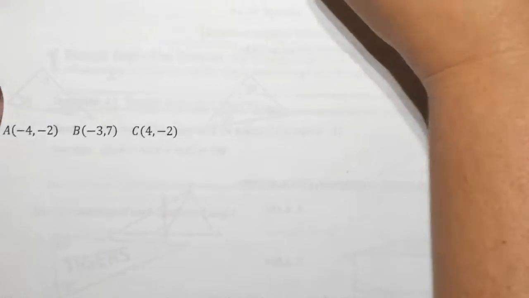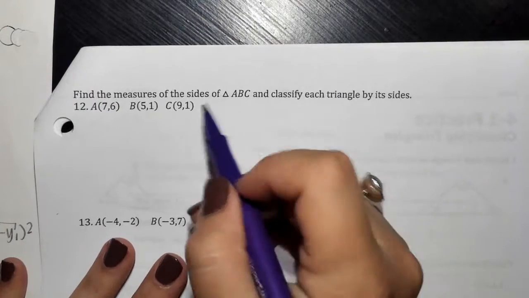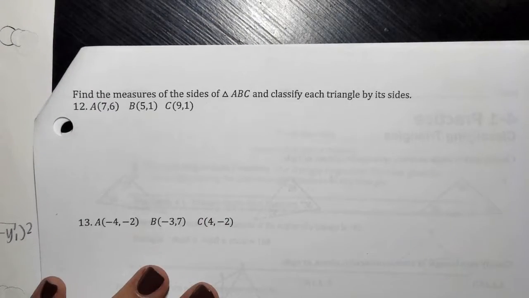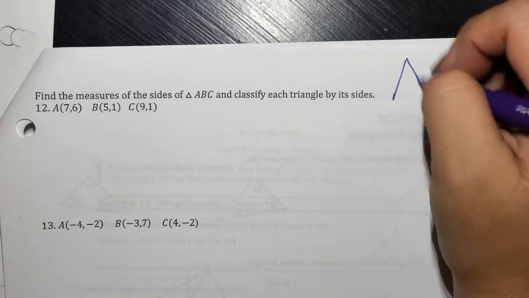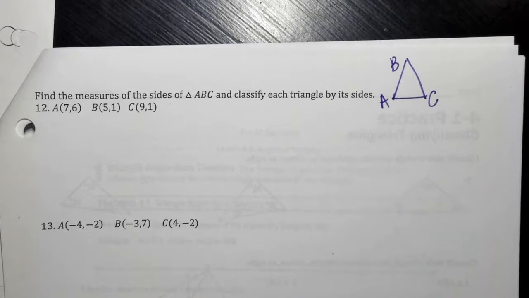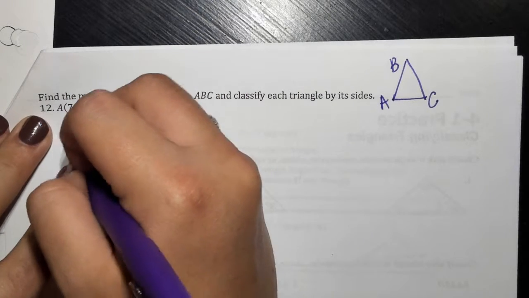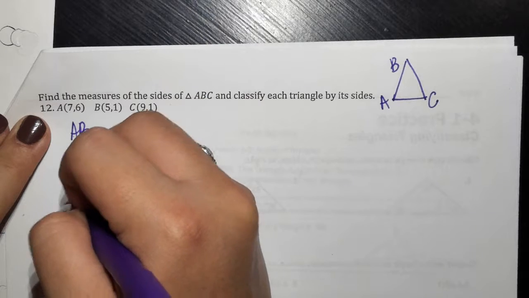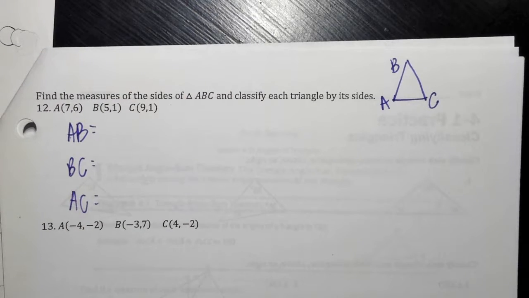So now we're given 3 points, and you have to find the measure of the side and classify it. Well, okay, so here's triangle A, B, C. What do I do? How do I find A, B, and B, C? You can graph. Is there a way to do it without a graph?